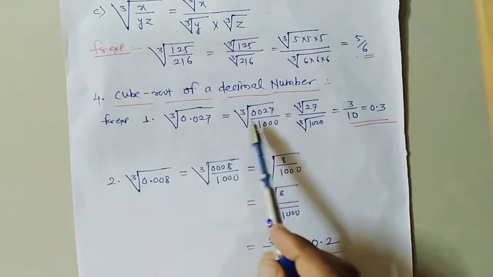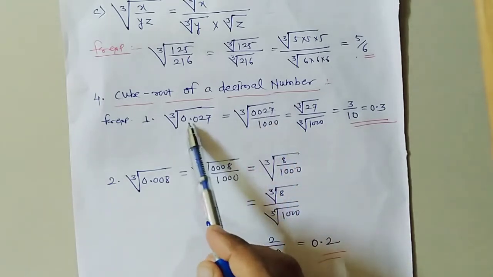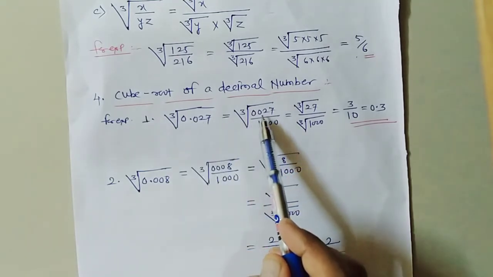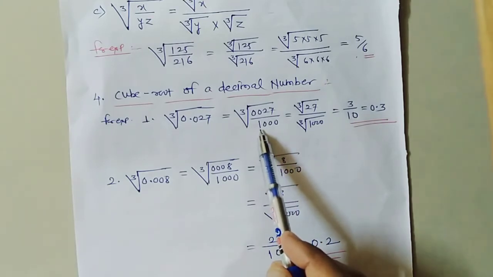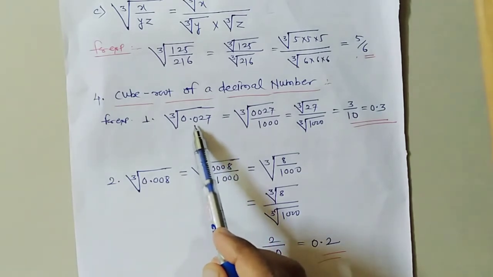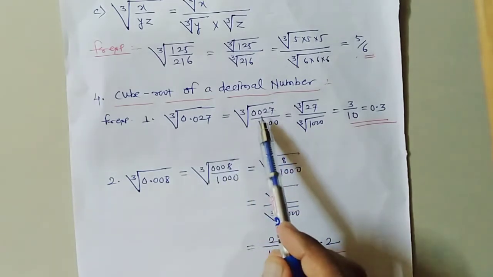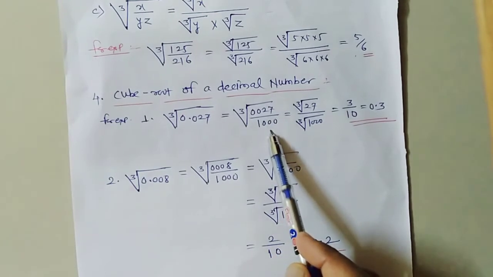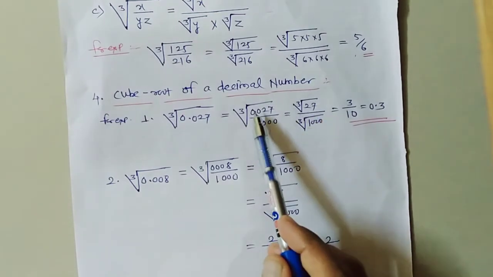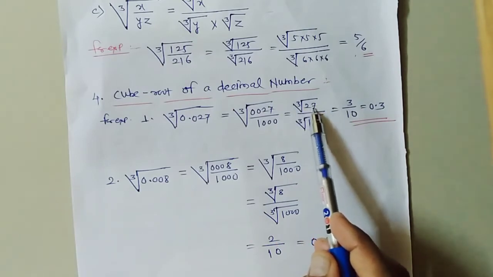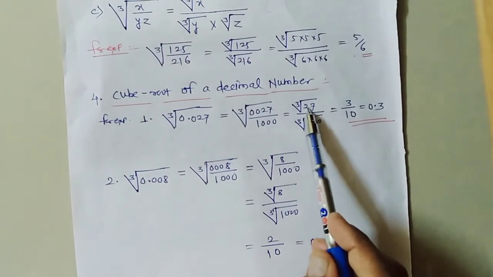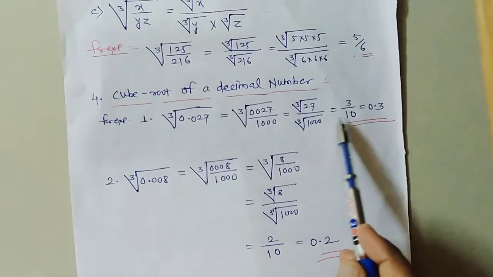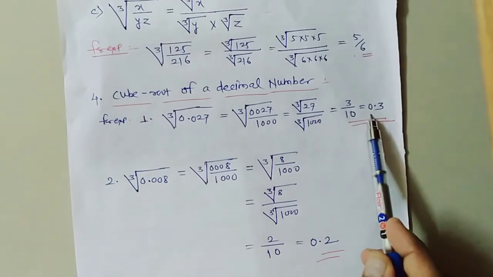So the 0.027, after the decimal point 3 digits are there. So 27 divided by, you have to write 3 zeros to the right of 1. So therefore 0.027 is equal to, in fraction, 27 divided by 1000. So which is equal to, we can write separately cube root of 27 divided by cube root of 1000. So cube root of 27 is 3, cube root of 1000 is 10. So 3 divided by 10 is equal to 0.3.